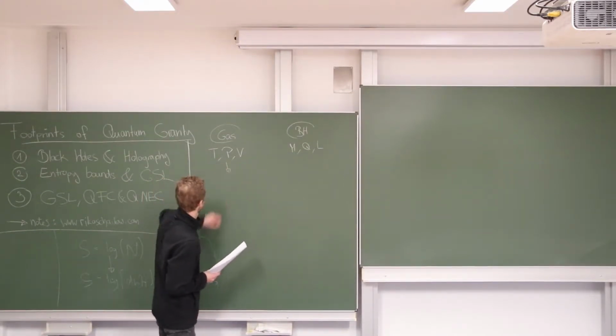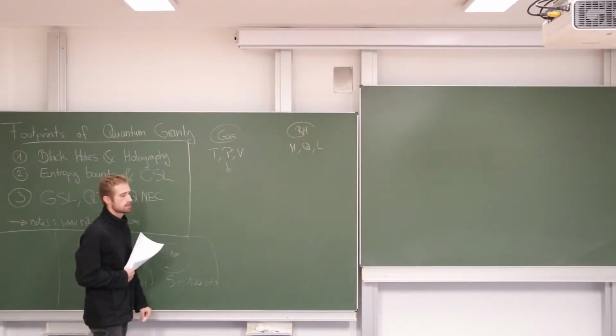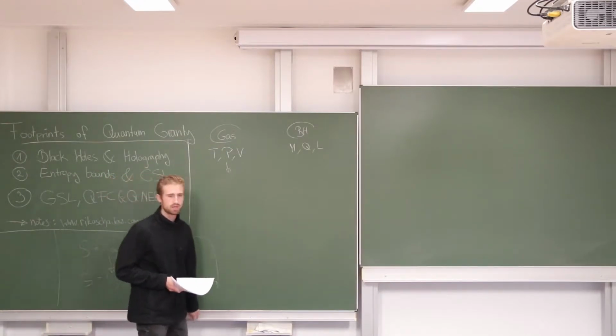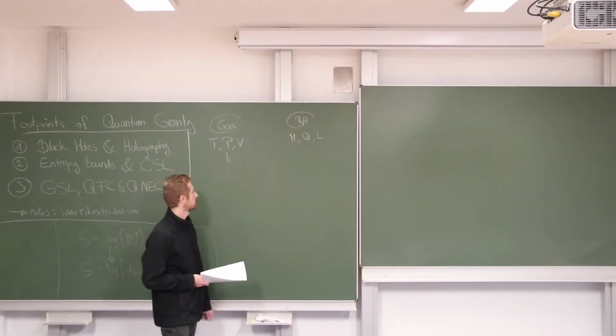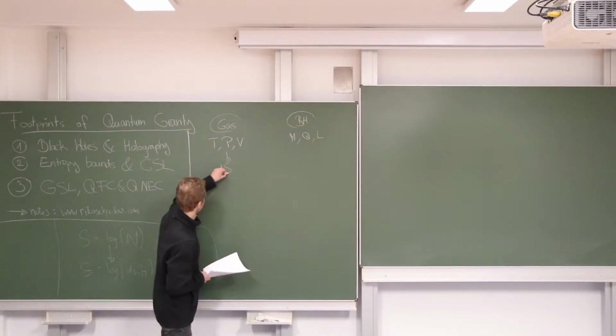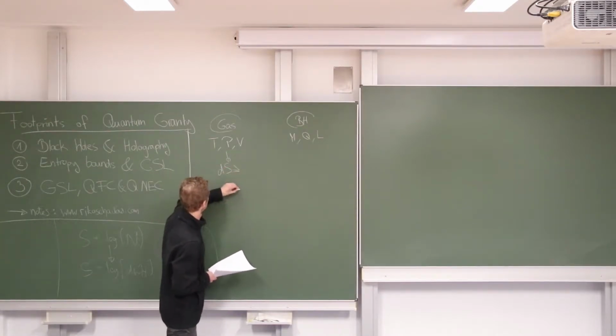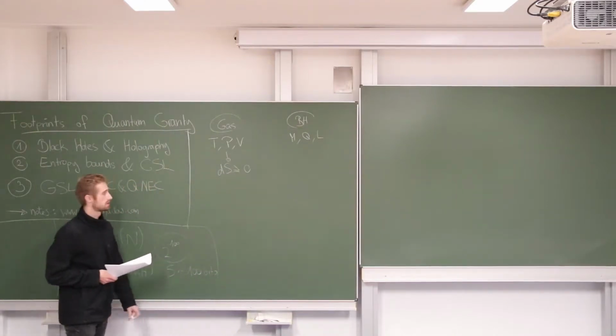And next thing is, in thermodynamics, there's this law, the second law of thermodynamics, that says the entropy cannot decrease with time. So delta S has to be bigger or equal to 0.